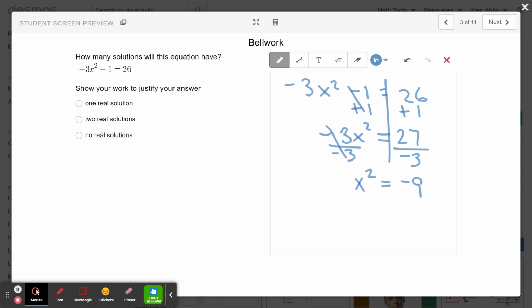Now this should be kind of like a red flag area, because by now you should realize, oh, we can't have a negative square root, at least not right now. In Algebra 2, they're going to teach you imaginary numbers, but for right now, it will be no real solutions, because we cannot have a negative underneath the radical.